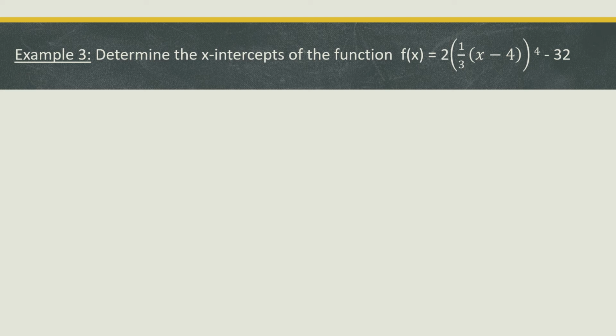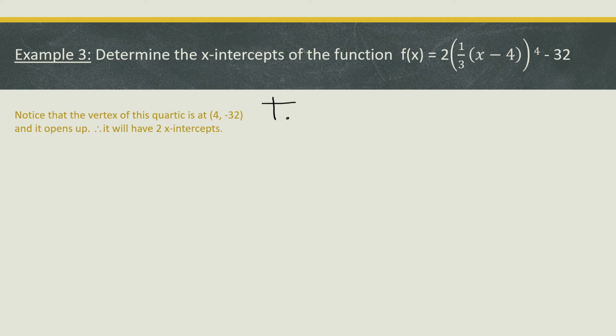Example 3: determine the x-intercepts of this function. Notice that the vertex of this quartic is 4, negative 32, and it opens up because of the positive 2. So I know that it's going to have, let me just do a little sketch for you here. If the vertex is at 4, negative 32, that's way down here somewhere.